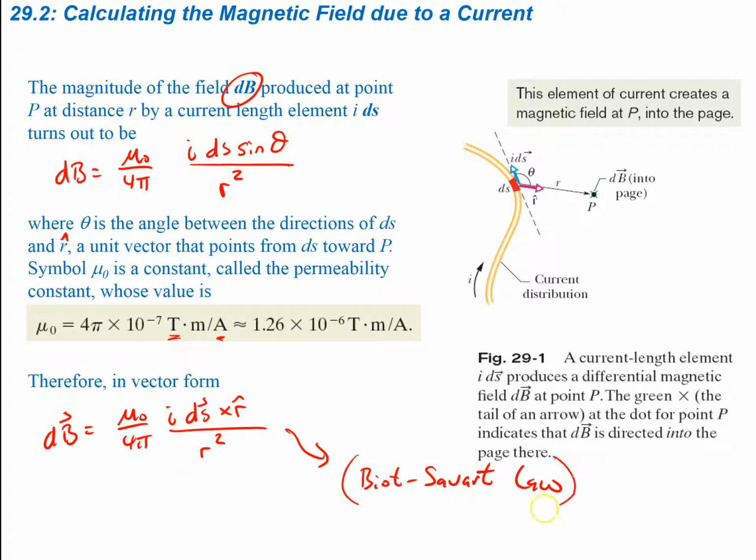Right? And this is basically the central equation that we're going to be using when we're trying to find what the magnetic field due to a current is. They say in the book it rhymes with Leo Bizarre. So Biot-Savart is how you pronounce that.